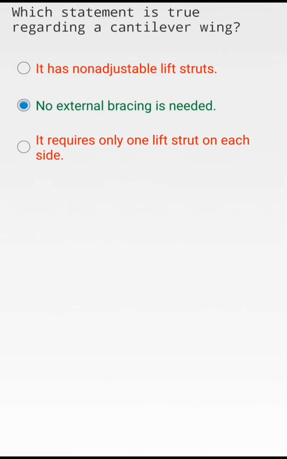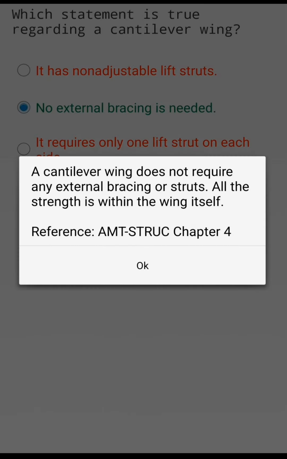Which statement is true regarding a cantilever wing? No external bracing is needed. A cantilever wing does not require any external bracing or struts. All the strength is within the wing itself.